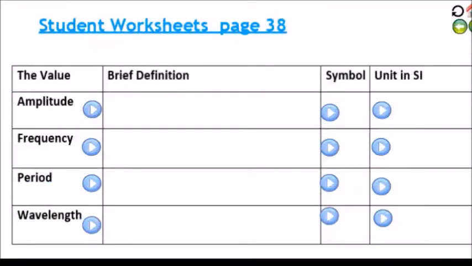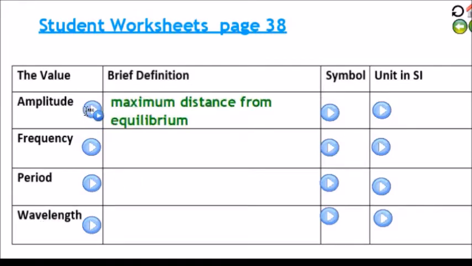Now I want you to open back to page 38 of the student worksheets. This will summarize what we have done so far. Pause the video, try to fill out your table, then continue the video to check your answers. So here we will have a brief definition, the symbol and the unit in SI units. The amplitude is the maximum distance from equilibrium. The symbol for amplitude is a capital A, and the unit, since it is a distance, is measured in meters.